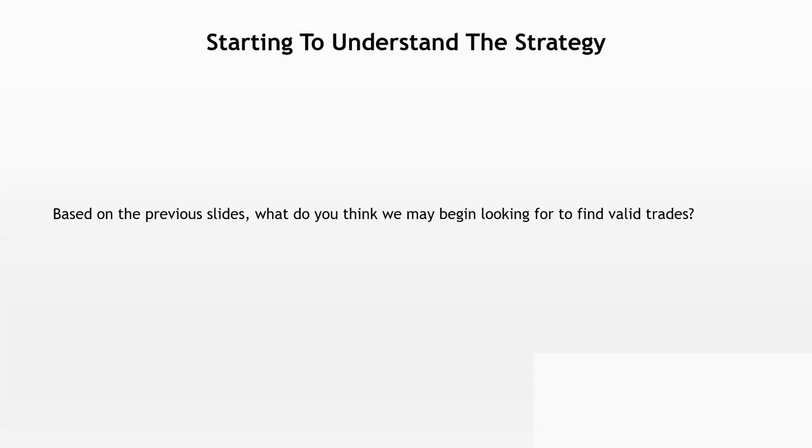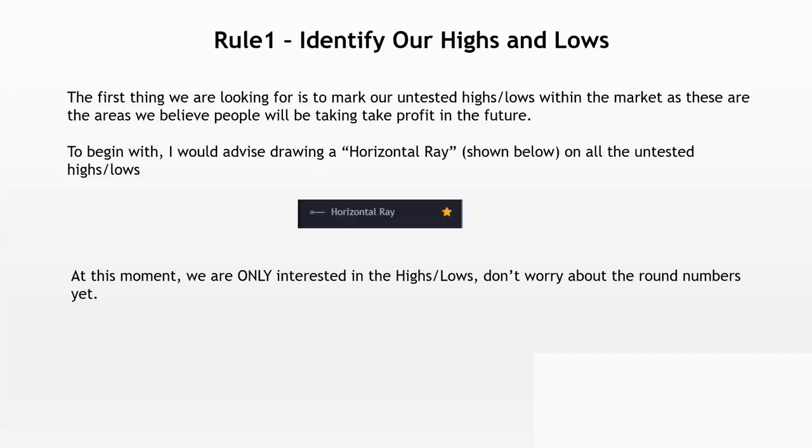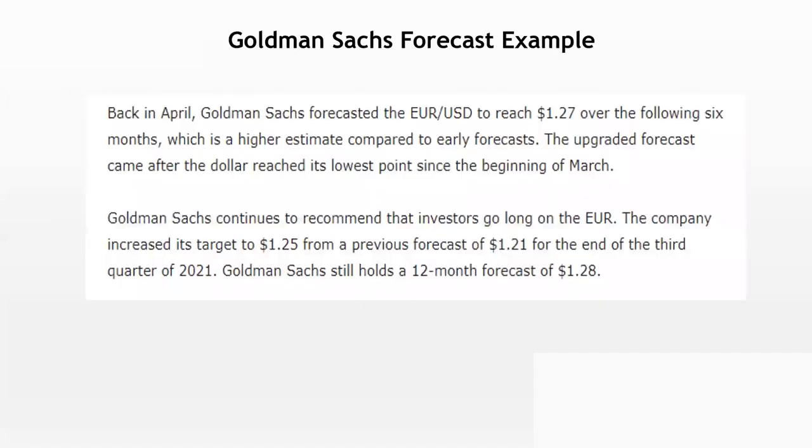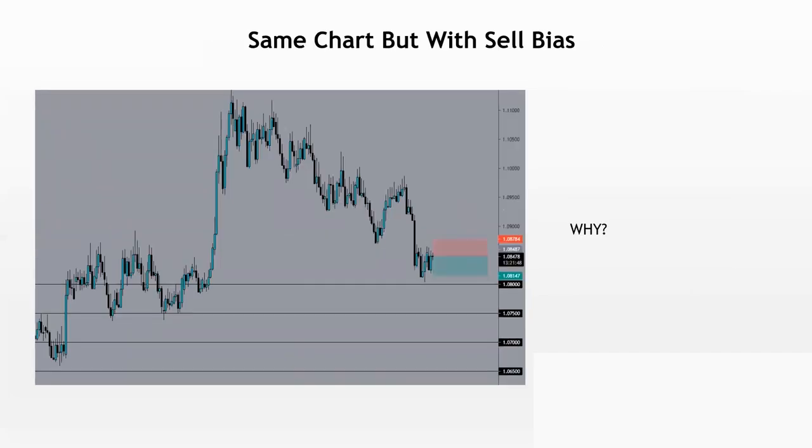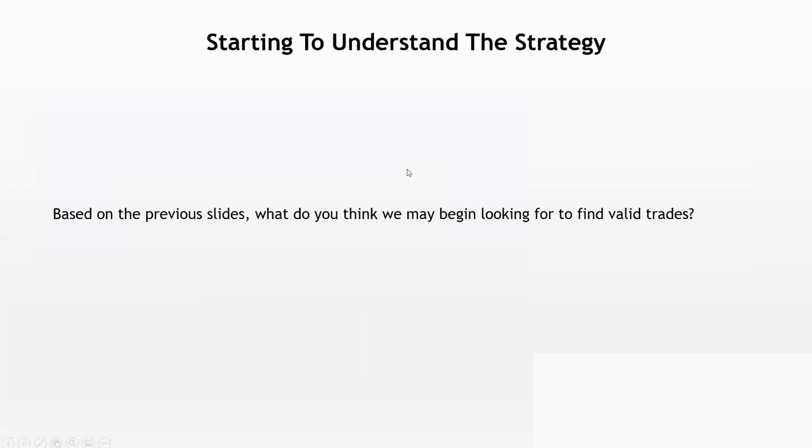Everyone knows I like a rule-based strategy. It takes the decision-making away from me and I just look at my rules, and if they're met, I take the trade and it takes the stress away. So rule number 1, what we are going to do, we are looking to mark our untested highs within the market. So if we go back to, for example, this example, we would see where are the untested highs within the market.